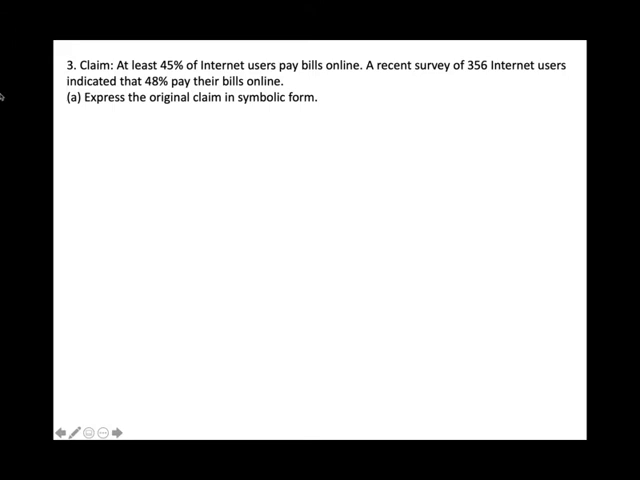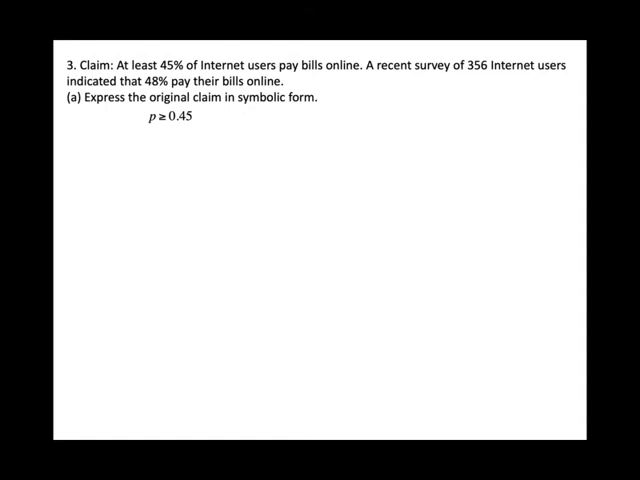Okay, number 3, claim statement. At least 45% of the internet users pay bills online. So only look at the claim statement. First, think about it. What is your population parameter? Proportion, mean, standard deviation, or variance? They never mention the mean or standard deviation, right? So that should be the proportion. Proportion. So what is the inequality of at least 45%? That would be P greater than or equal to, right? P greater than or equal to.